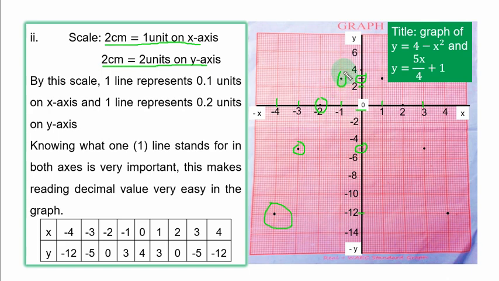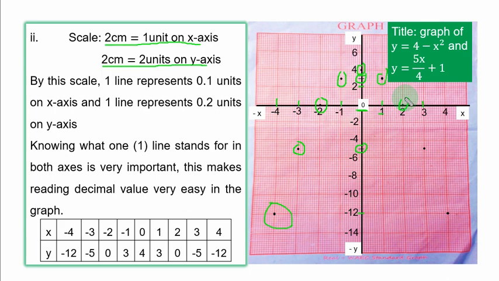When s is 0, y is 4. When s is 0 here, y is 4. You plot it directly on the y-axis. When s is 1, y is 3. When s is 1 here, 3 is between 2 and 4. This is the meeting point. When s is 2, y is 0. So when y is 0 here, s is 2. You plot it directly on the s-axis.